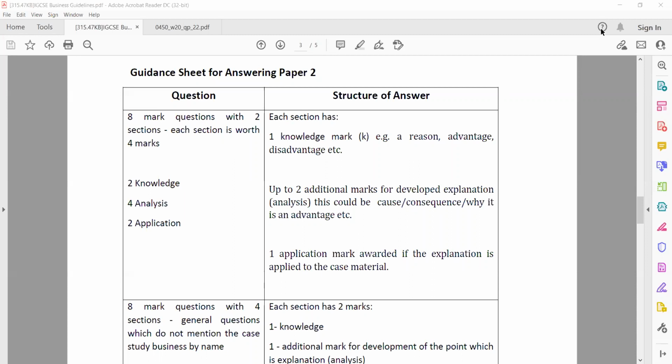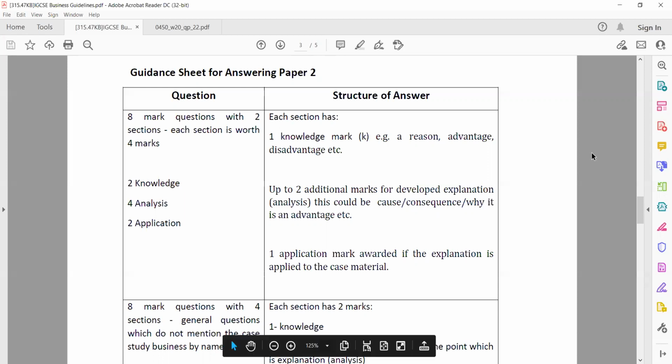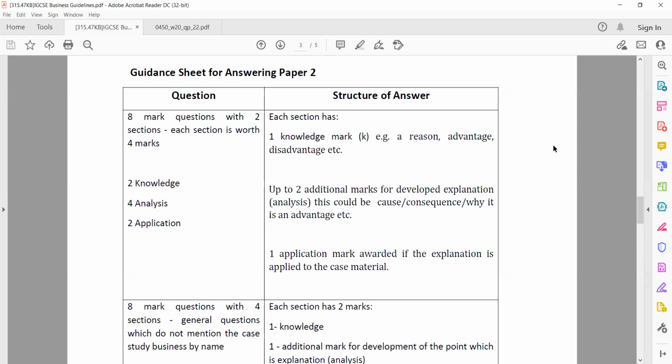Okay, so questions A are going to be 8 marks, while questions B are 12 marks. Now we'll focus first on question A, which is the 8 marks question.